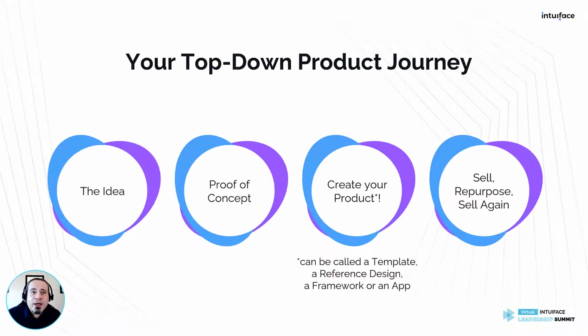Now let's have a look at your product journey. There are 4 steps I'll detail in the rest of this session, and it will illustrate the top-down strategy we've seen earlier. First, the idea, then the proof of concept, then the part where you create your product or template or reference design, framework or app, and the last part, the sell, repurpose, and sell again.